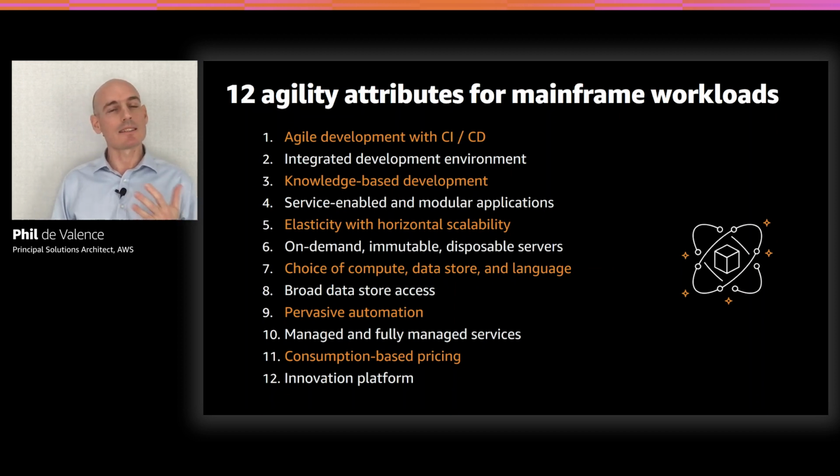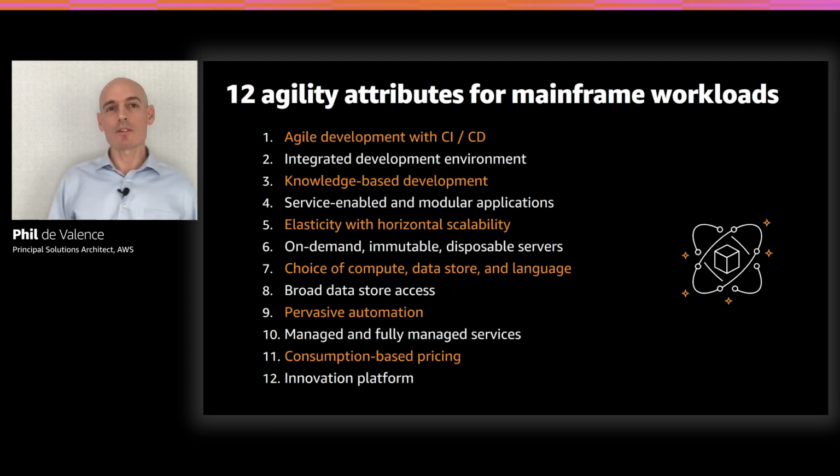Number five is elasticity with horizontal scalability. This avoids sizing for peak workload, few physical machines. It removes vertical scalability limitations and bottlenecks. It also allows paying only for the required capacity based on the current business needs. Number six is on-demand, immutable, disposable servers. Basically, that means servers are available in minutes, in any quantity, and they can be disposed or replaced entirely.